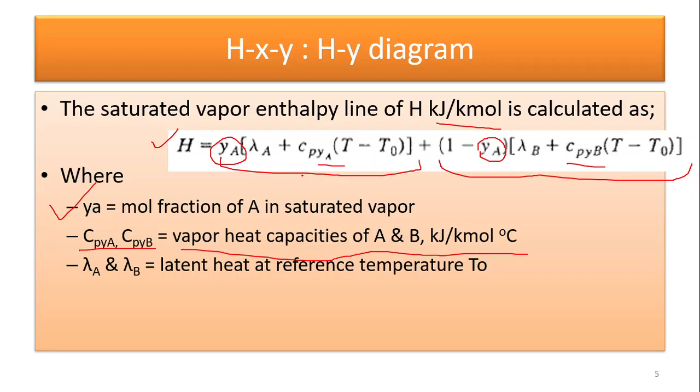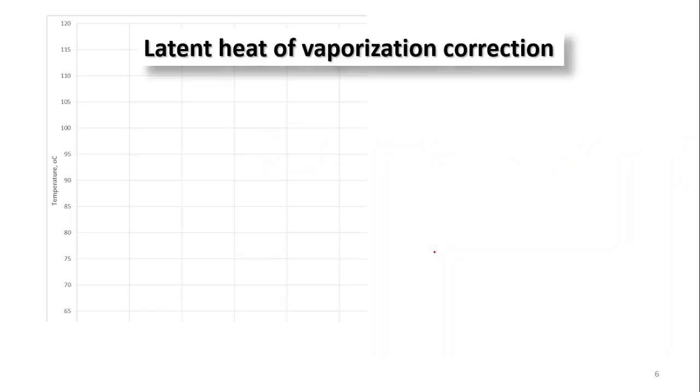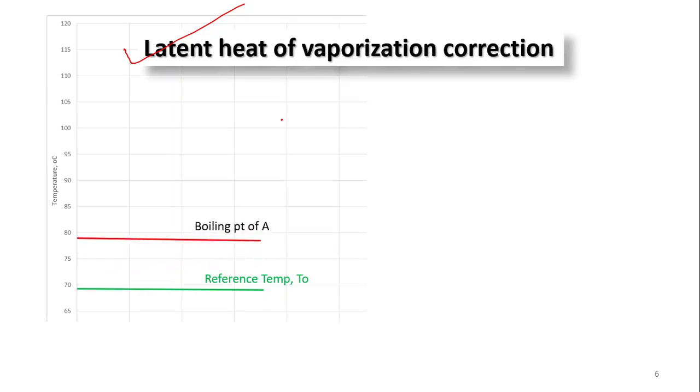Then lambda A and lambda B are the latent heats at the reference temperature T0. How to find the latent heat of A and B at a reference temperature, because it can be any temperature? For that we go for this concept, the latent heat of vaporization correction. Say for example, this is our reference temperature, 70 degrees. This is the boiling point temperature of material A, and this is the boiling point temperature of material B, pure material.